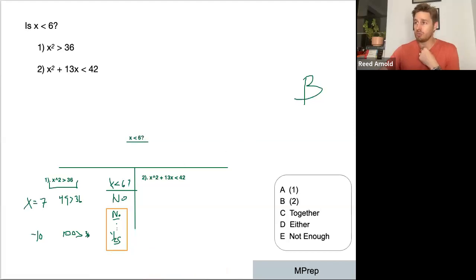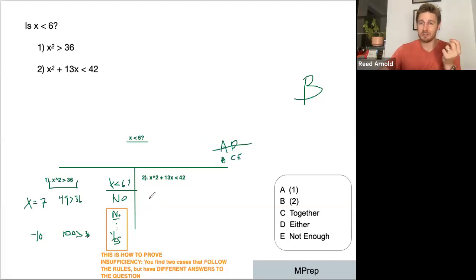Statement 2 is where things get interesting. And if your instinct was to try to do some classroom algebra here and build a quadratic and factor and all this, I don't know, this is not really a high school algebra test. I say that a lot in my classes. Just throw a case down that follows this rule. When is x squared plus 13x less than 42? You don't have to be fancy.